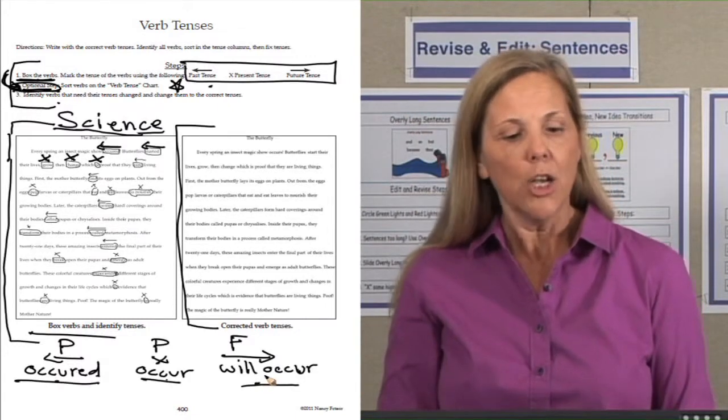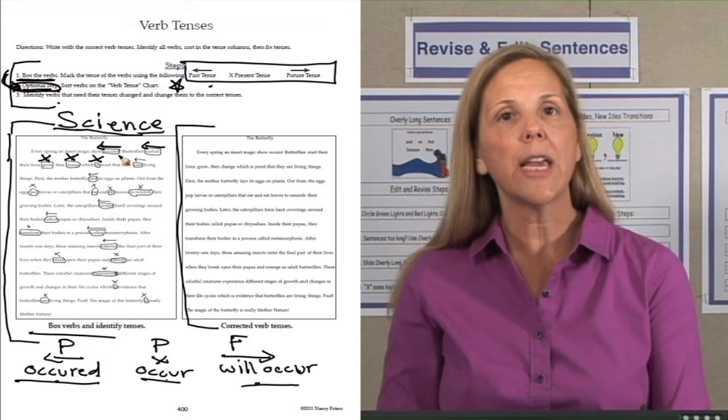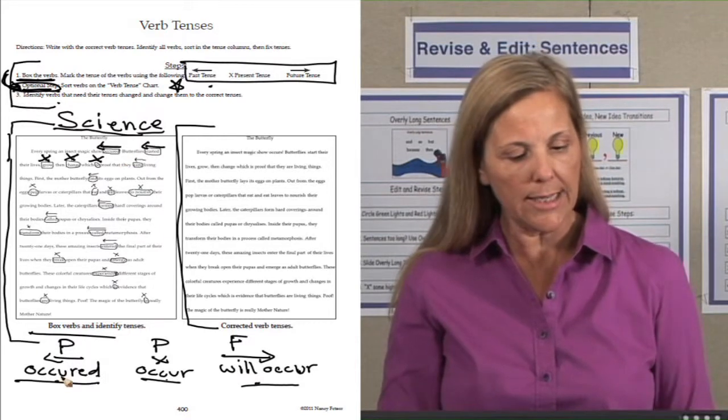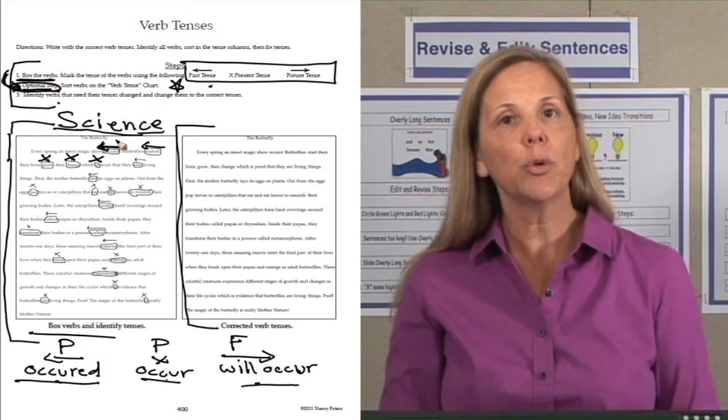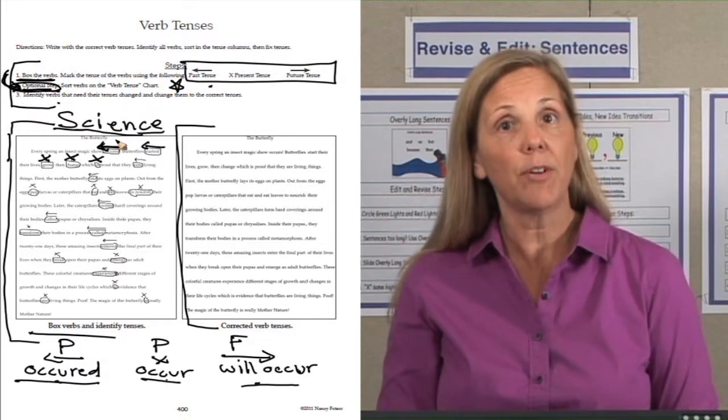After you do that, you go to the boxed verb and you say the word is occurred. What tense is it? Past tense. Put a past tense arrow on it. And then you go through and you do that for each one of the verbs.